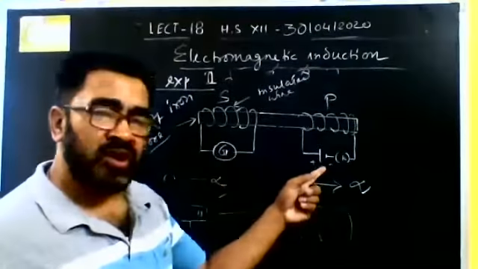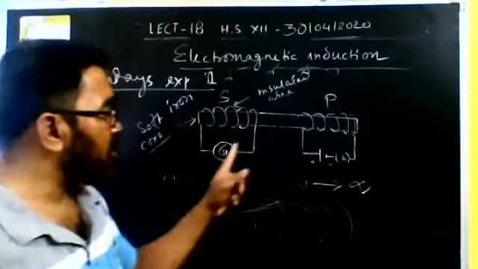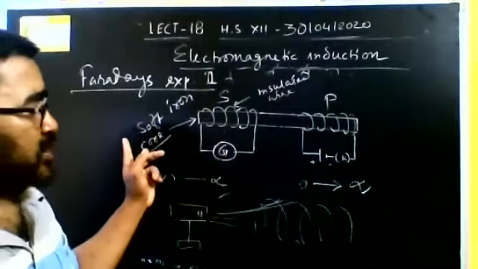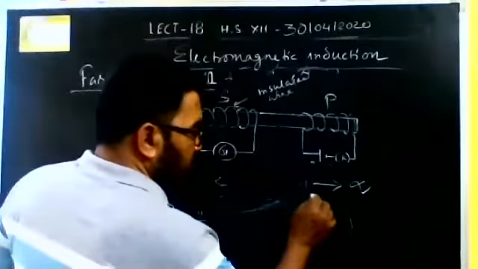As soon as you switch off, we will see the deflection in the opposite direction. That is, when the switch is off, the magnetic lines of force decrease from infinity to 0, like a backward movement of the magnet. So infinity to 0. In that case, the galvanometer will deflect, right?